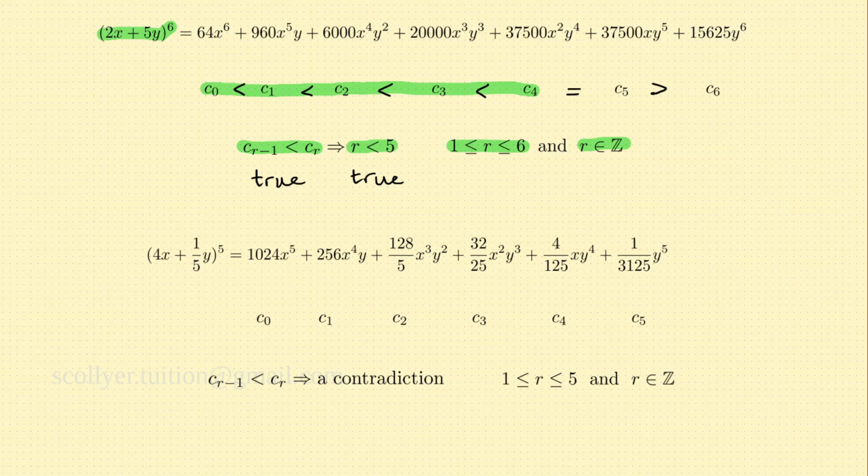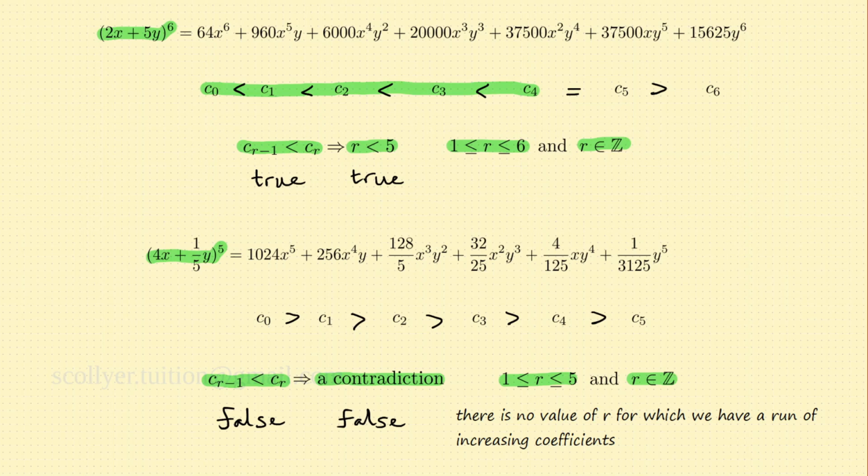If we look at the expansion for 4x plus 1/5 y to the 5, the situation is different. We now have no run of increasing coefficients. The inequality signs go in this direction, c0 greater than c1, and so on, all the way down to c5. That tells us that this statement, c sub r minus 1 is less than c sub r, is false for any value of r satisfying these conditions. And from the false statement, we have derived a false statement, a contradiction.